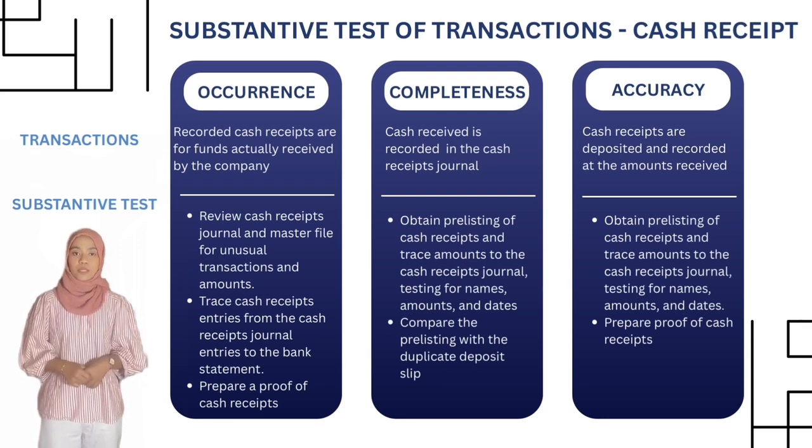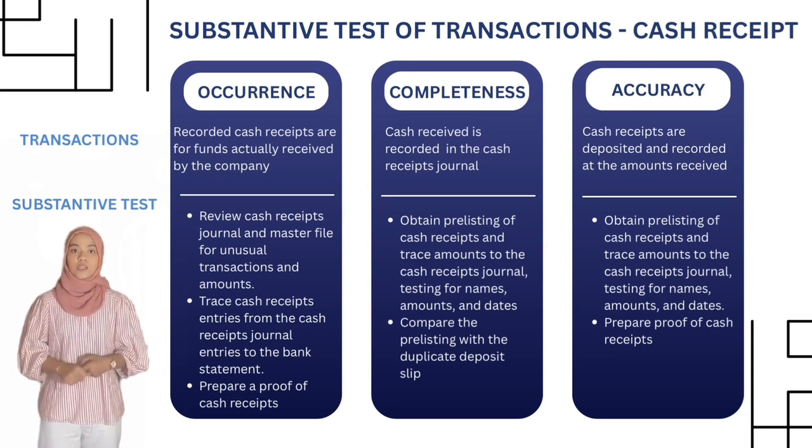Number 2 is completeness. This test ensures that all cash receipts have been recorded in the cash receipts journal. The auditor obtains a pre-listing of cash receipts and traces the amounts to the cash receipts journal, checking names, dates, and amounts. The pre-listing is compared with the duplicate deposit slip to ensure no transactions were missed.